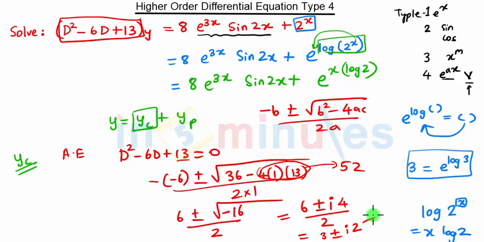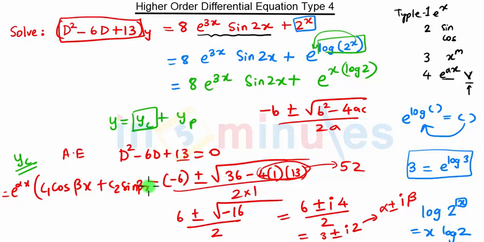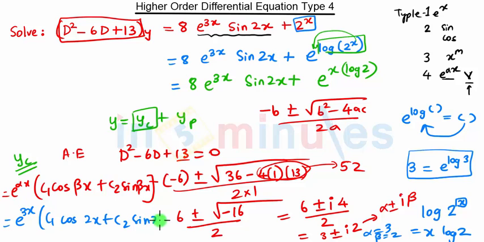This is the complex root, which is equivalent to alpha plus or minus i beta. So yc in this case is given by e raised to alpha x into c1 cos of beta x plus c2 sine of beta x. In our case, alpha is 3 and beta is 2. So we get e raised to 3x into c1 cos 2x plus c2 sine 2x. So this is our yc.